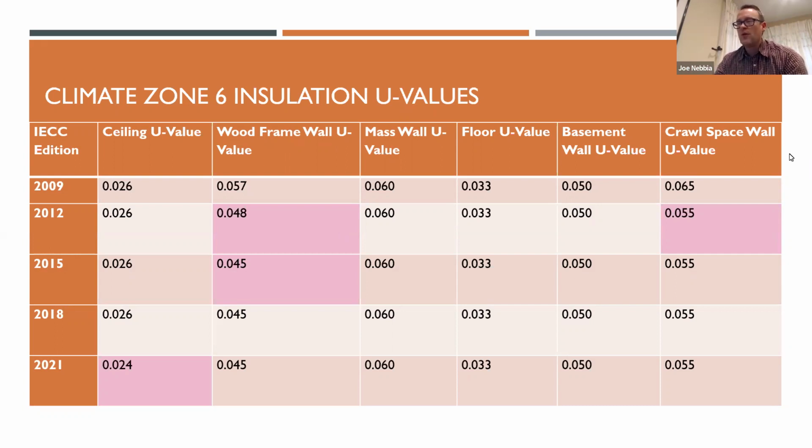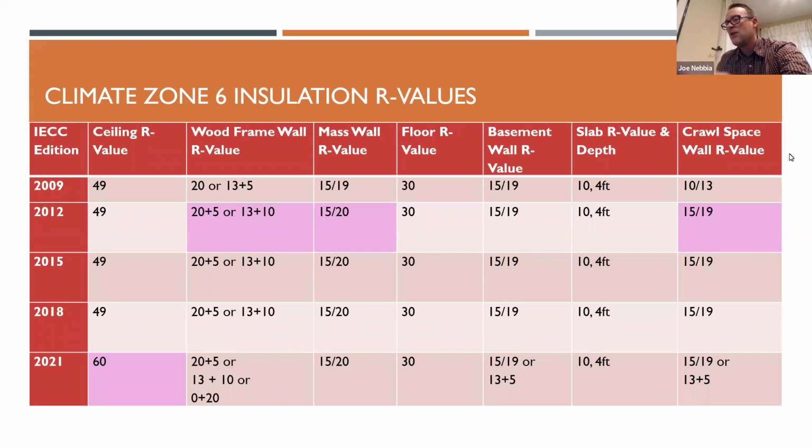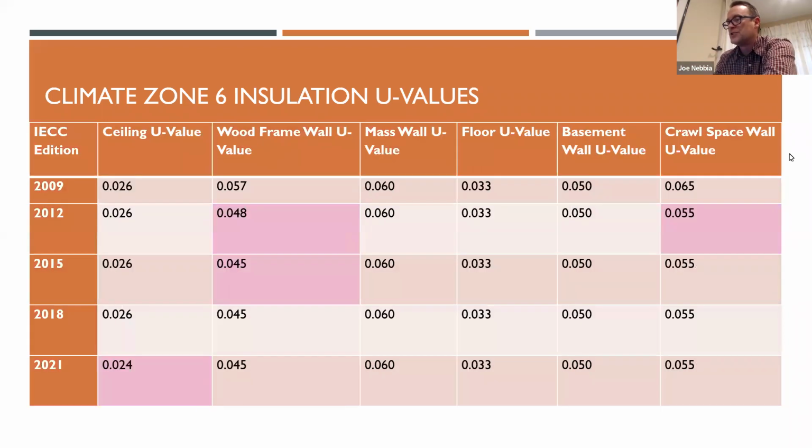So you'll see here, we went from a 0.026 to a 0.024 in attics or ceiling insulation. And that corresponds with that change from a 49 to an R60. It's not a big jump in U factor or a big drop in U factor for that R60 compared to the R49. You're not getting a ton of extra U value.